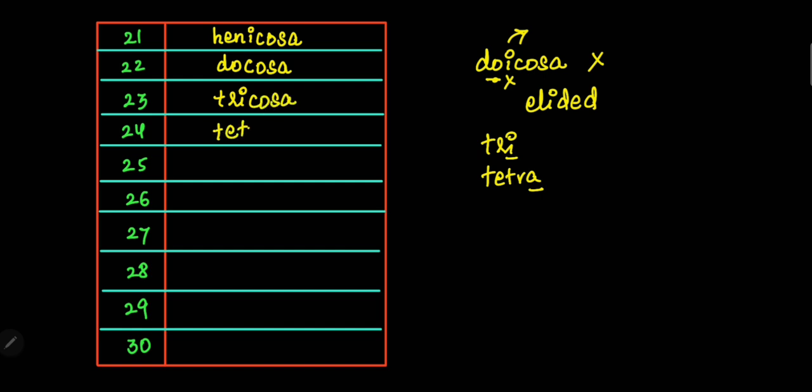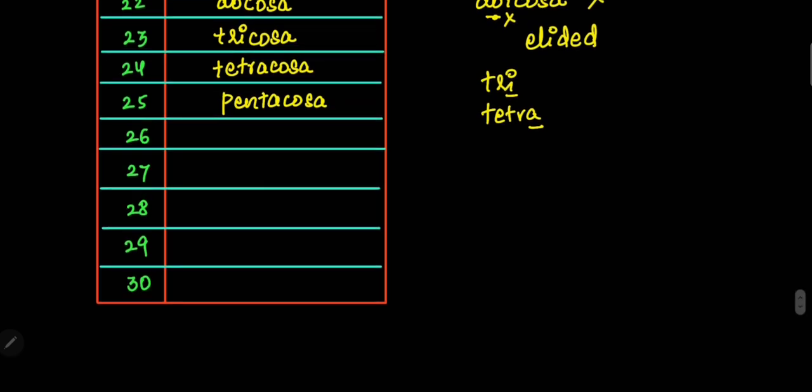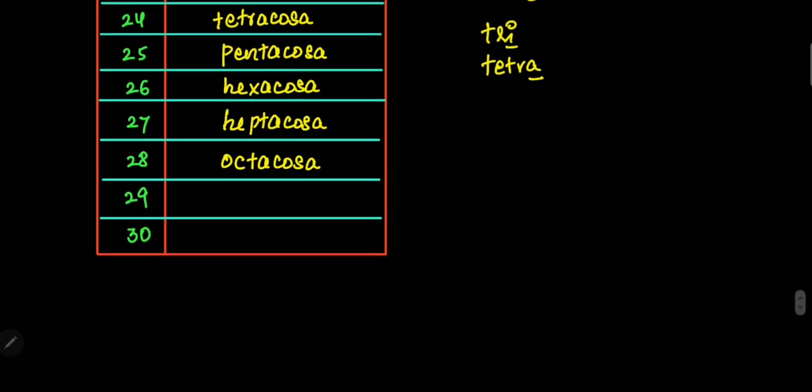or tricos, tetrakos, pentakos or pentacosa, hexacos, hexacosa, heptacosa, octacos or octacosa, nonacos, nonacosa. Suppose if it is a simple hydrocarbon, I call it nonacosane.